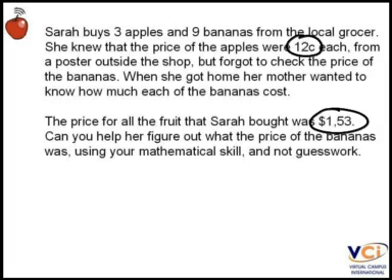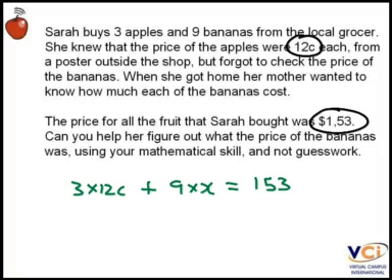In other words, you must compile an equation. So what we'll do is we'll say 3 apples times 12 cents plus 9 bananas times x cents, because remember, we don't know what the price of the bananas was, so that's why we'll call it x cents. And this together adds up to 153 cents. Not 1.53. Remember, we're working in cents on the left hand side, so you must work in cents on the right hand side as well.